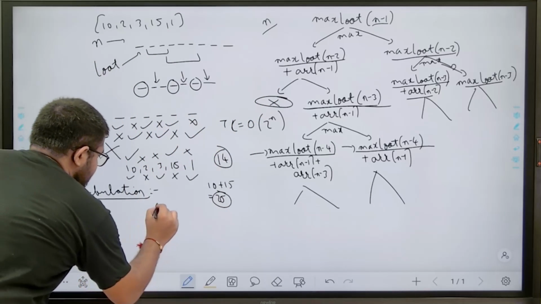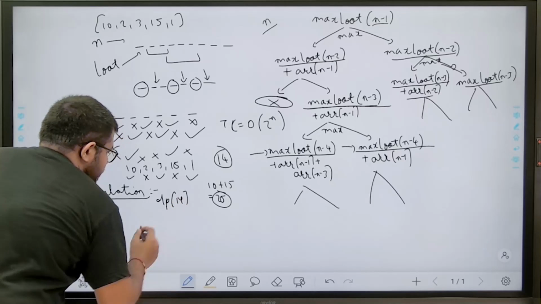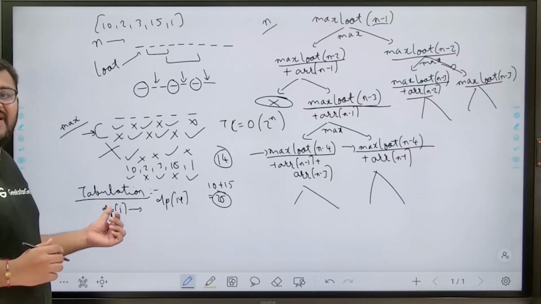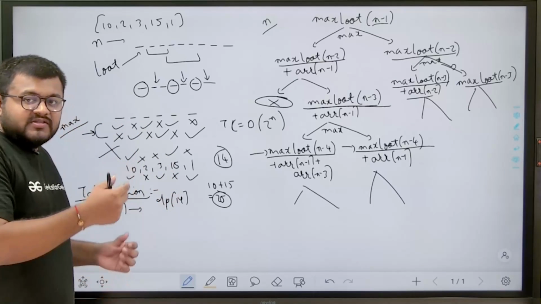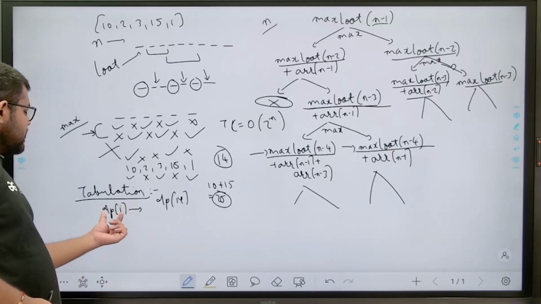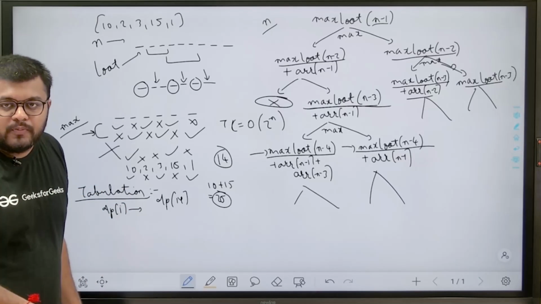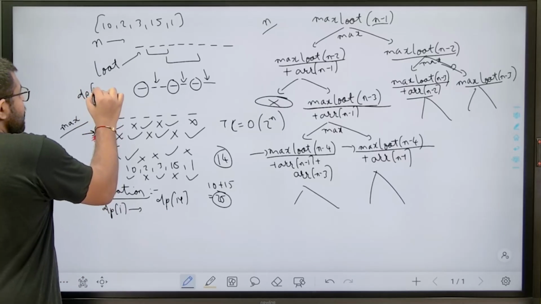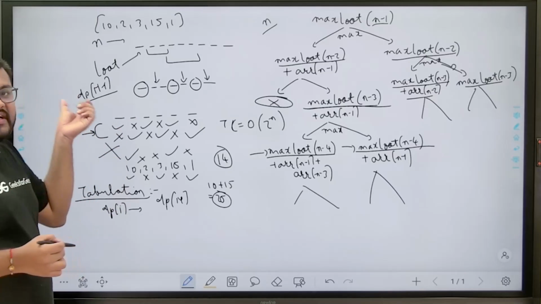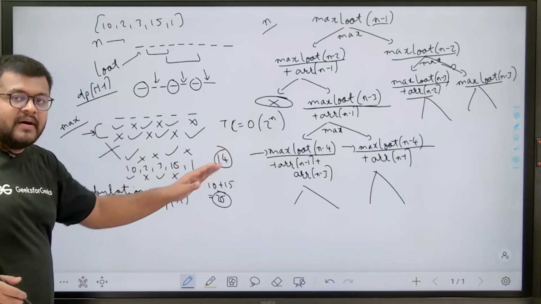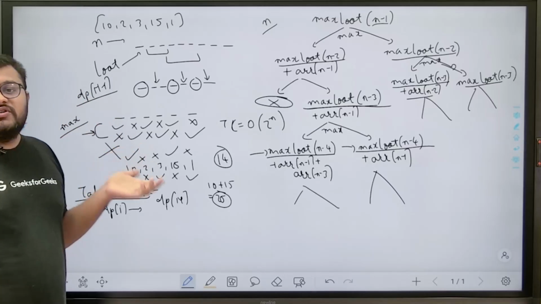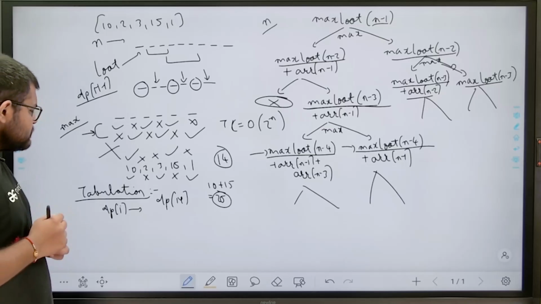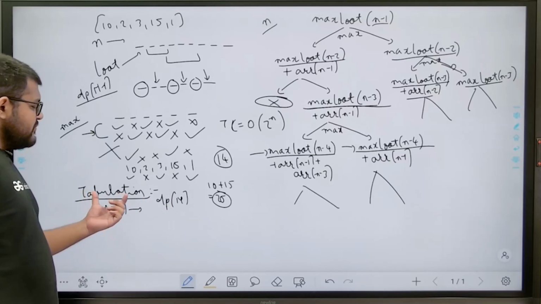So I want an array dp of n, where dp of i will denote the maximum loot which is possible up till index i, considering the rule as well as considering the first i elements. So we will fill up this table dp of n, and finally we will return dp of n minus 1, which will denote the maximum loot which is possible, keeping the rules in mind, and considering the first n houses from 0 index to n minus 1 index. So now we need to fill this. So in tabulation, what do we do?